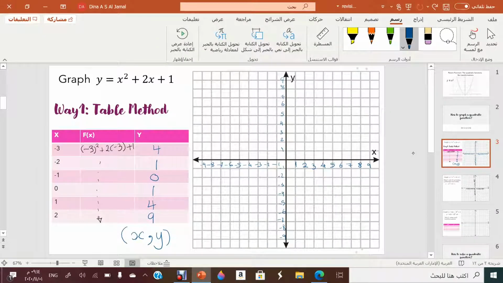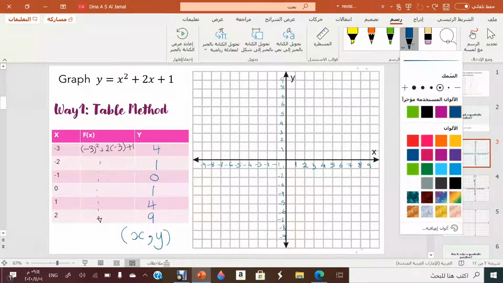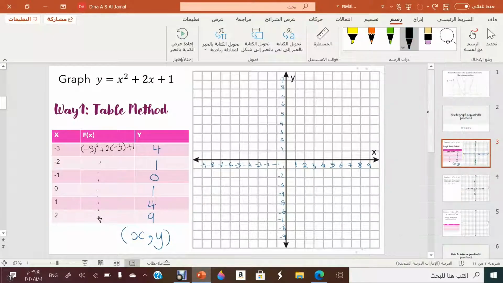So if you would like to locate your points, let's start at the beginning by -3 and 4. So you will go to -3, then 4. It is your first point. Then -2 and 1. Then your other point, it is -1 and 0. And pay attention to this. It is the x-intercept where you have y is equal to 0.